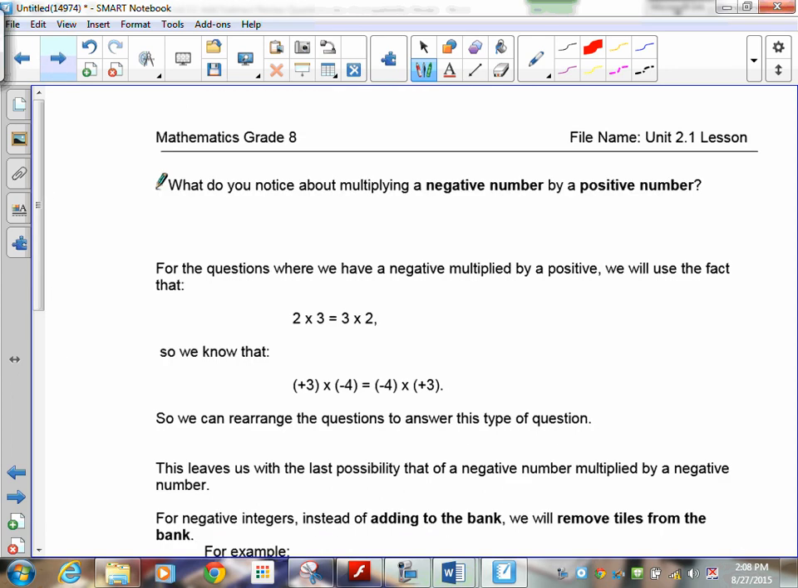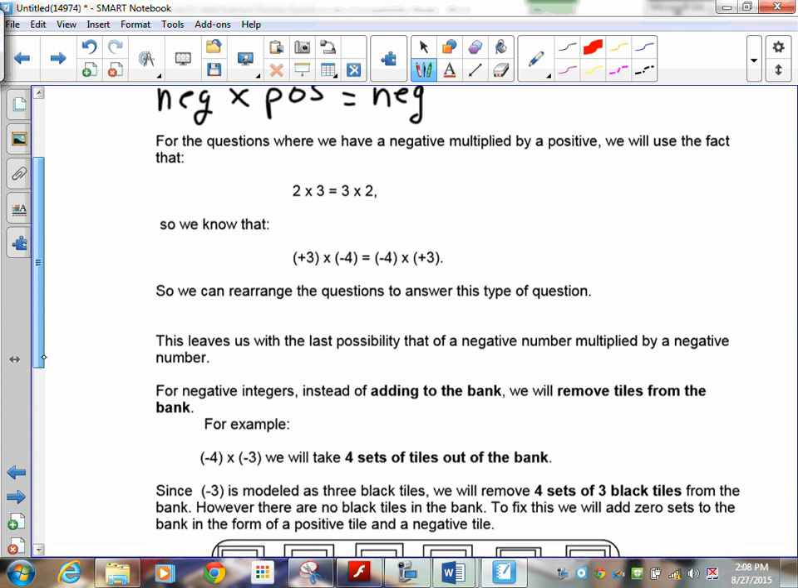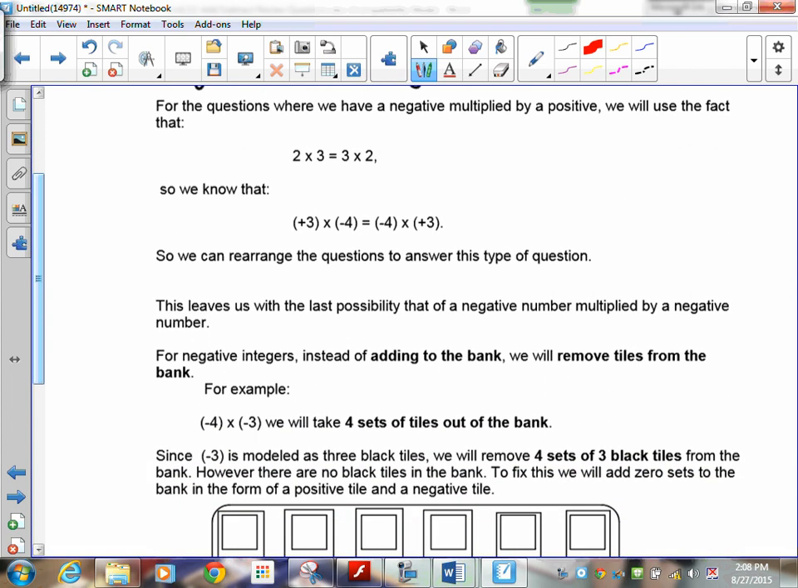What do you notice about multiplying a positive times a negative? Well, we found out that a positive times a negative always equals a negative. Now, the next one, we're going to have to do a little bit of going back to grade 4. In grade 4, you were taught what's called the commutative property of multiplication. Now, I know you don't remember it. But what it meant was that as long as you're multiplying, you can switch the order, and it won't matter. So 2 times 3 and 3 times 2 both equal 6, don't they? So it doesn't matter what order it is.